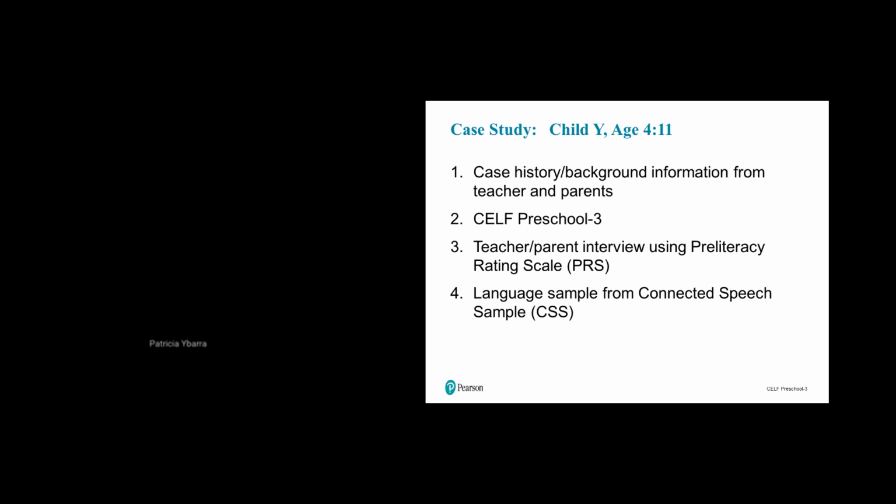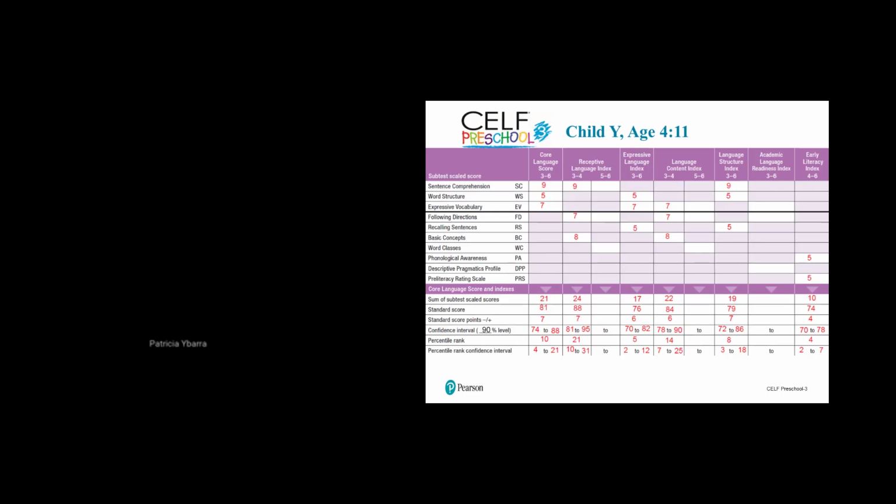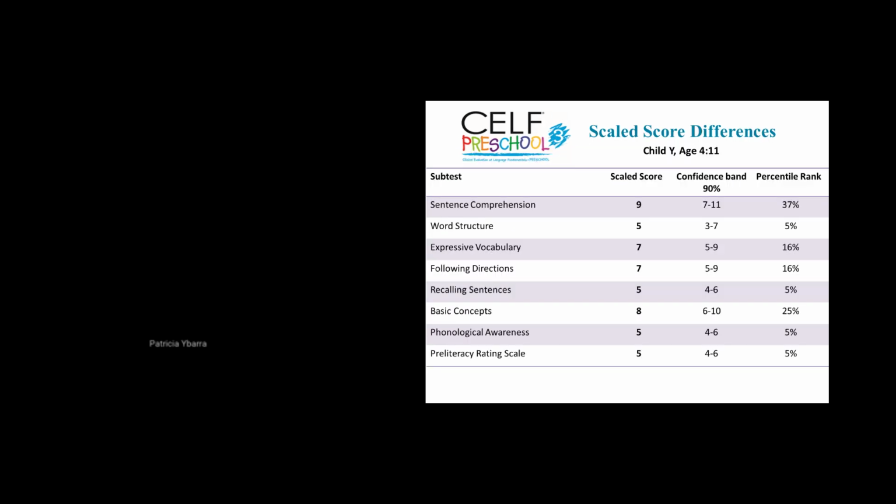And a breakdown of the scores that you find on the record form: scaled score results, composite score results, confidence bands, percentile ranks, etc. And here's a close-up view of the scaled scores, the confidence bands and percentile ranks. Again, we can look at the patterns of performance in terms of which subtests are included in which domains of language to get some initial impressions based on these scores, even an idea about what we would like to probe further in extension testing, possibly.